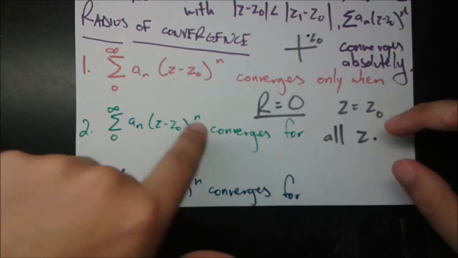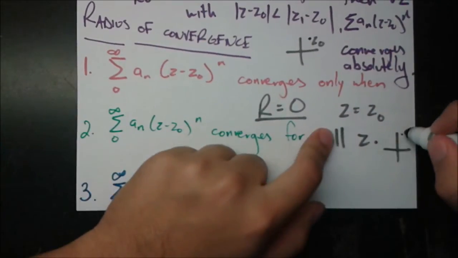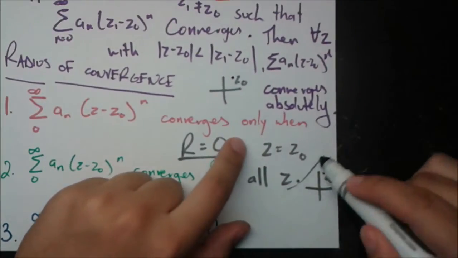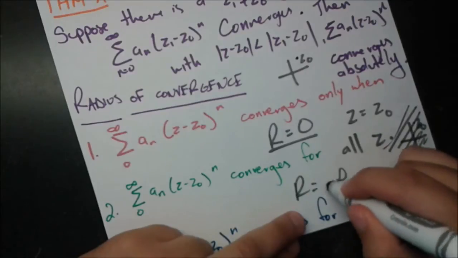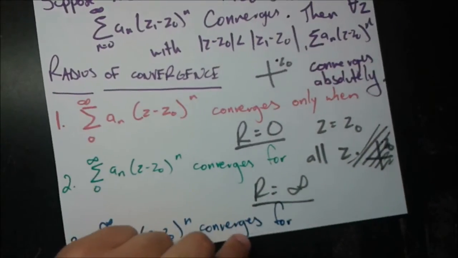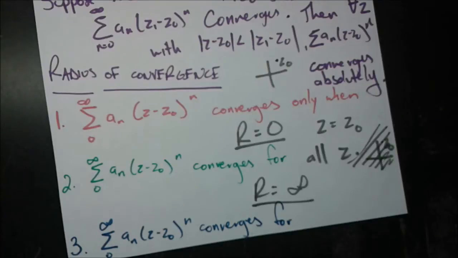The next case is that the same sum converges for all z, and that is the extreme case, the opposite of the first. So if you have z naught, you can have any point in the complex plane you want, and it'll converge for that. And then we say here the radius of convergence is infinity, because you have an infinitely big radius, since it's the whole plane.